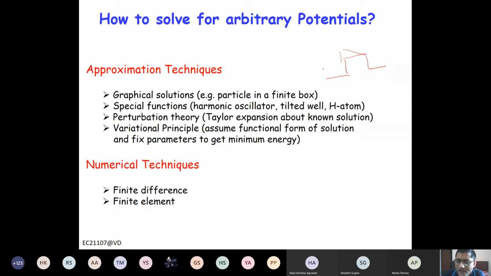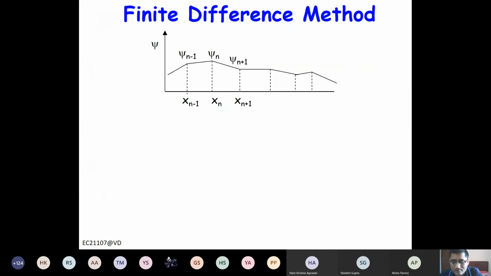You can refer to any modern physics book where the solution of the Schrodinger equation for the hydrogen atom is described. We can also use perturbation theory and the variation principle. So these are all analytical techniques. Numerical techniques can be based on finite difference or finite element. In this lecture, we will briefly discuss finite difference: how can we solve the Schrodinger equation using finite difference? So let's consider the 1D case.